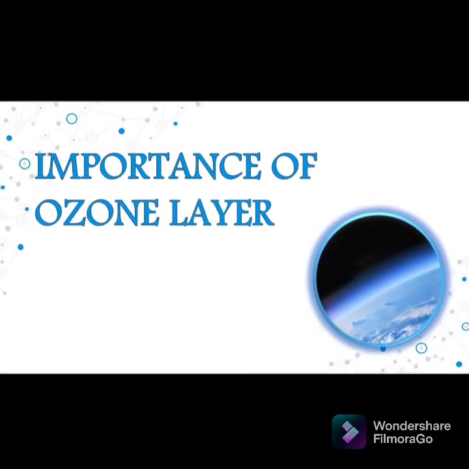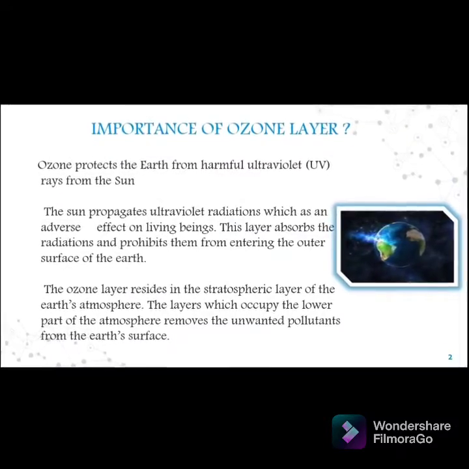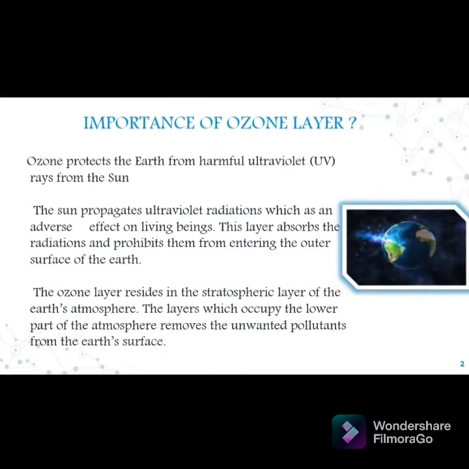Importance of the ozone layer. The ozone layer or ozone shield is a region of Earth's stratosphere that absorbs most of the sun's ultraviolet radiation. It contains high concentrations of ozone in relation to other parts of the atmosphere. The sun propagates ultraviolet radiation, which has an adverse effect on living beings. This layer absorbs the radiation and prohibits it from entering the outer surface of the Earth.